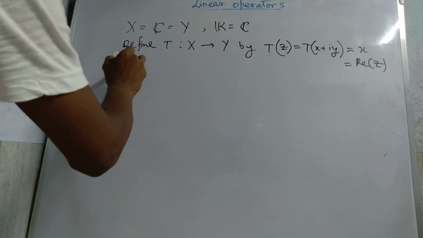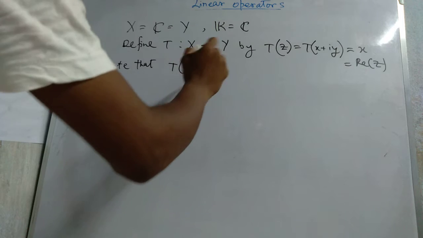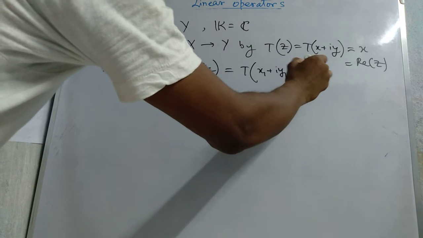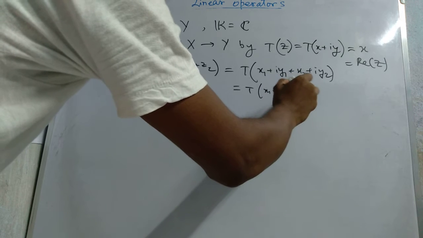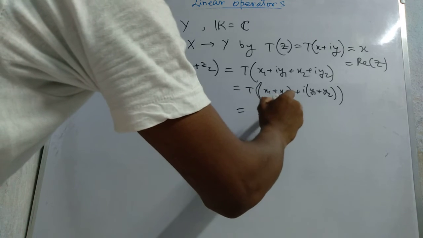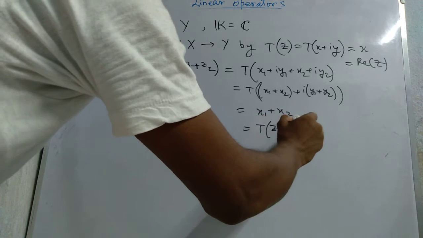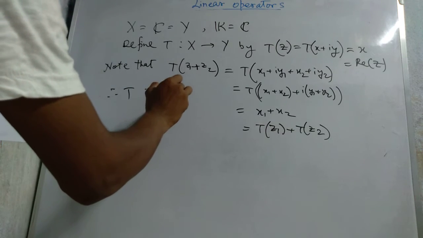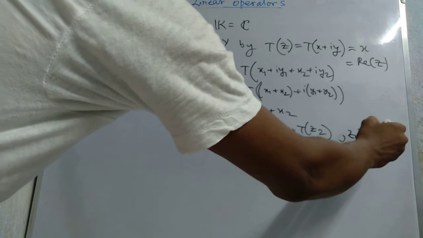First note that T of z1 plus z2 equal to T of (x1 plus iy1) plus (x2 plus iy2), equal to T of (x1 plus x2) plus i(y1 plus y2). This equals x1 plus x2, that means T of z1 plus T of z2. Then T is additive, not a problem at all, for z1, z2 belonging to X.